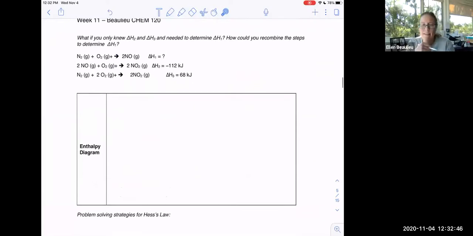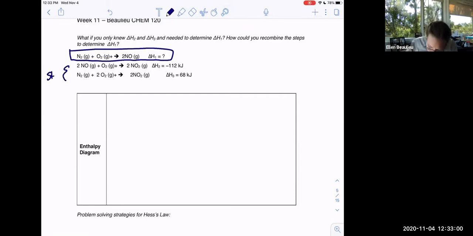All right, let's think about this a different way. What if this was our net reaction? What if this is the delta H that we wanted to know? And these are the possible steps that we could use to get that net overall delta H. I want to show you how to use Hess's law as a process.